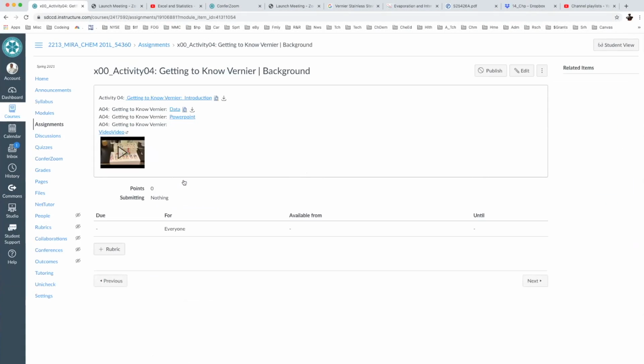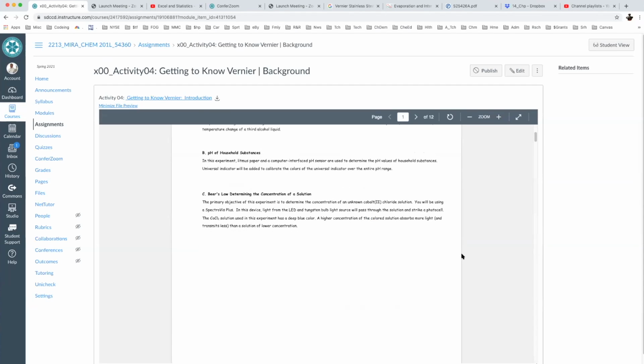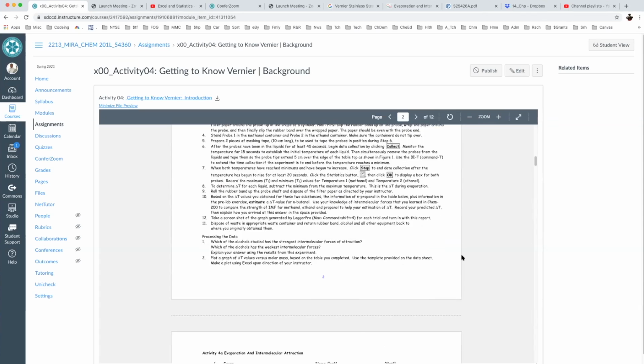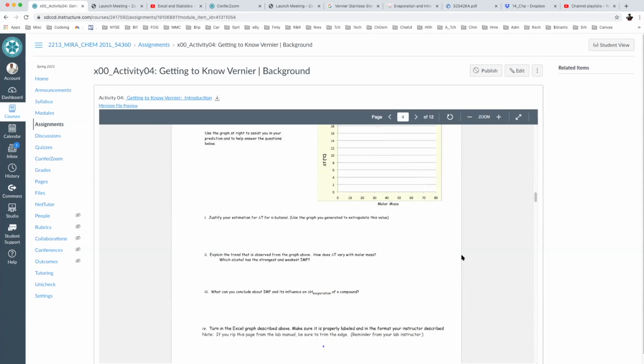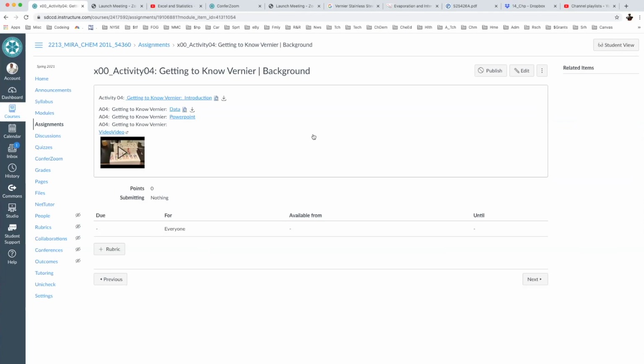And if you click on the background information, this is the experiment itself, as found in your lab manual. The first part is always the experiment itself based on the lab manual. Okay, so I just took the pages since I'm the author, created a PDF file, and that's where it is. That way you don't have to keep referring to the lab manual.